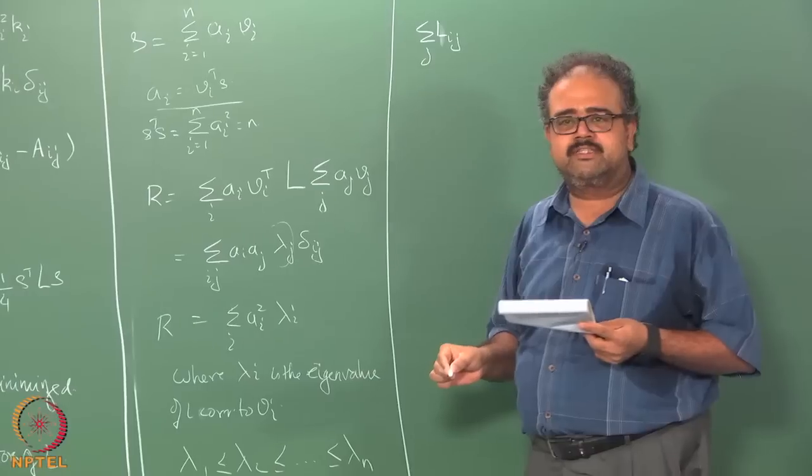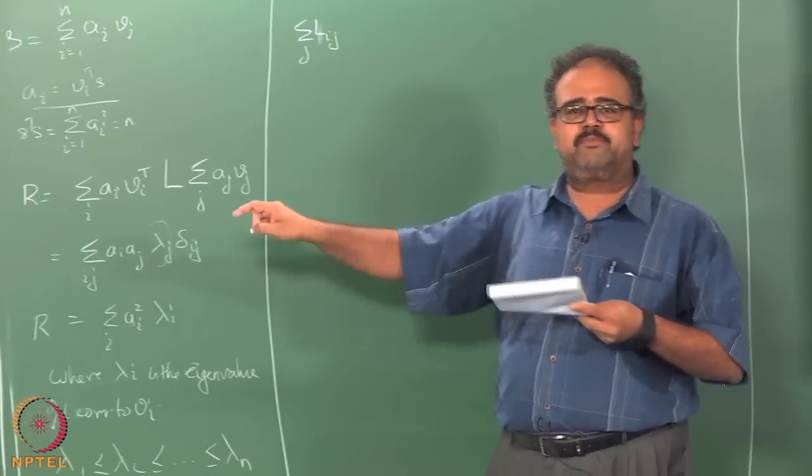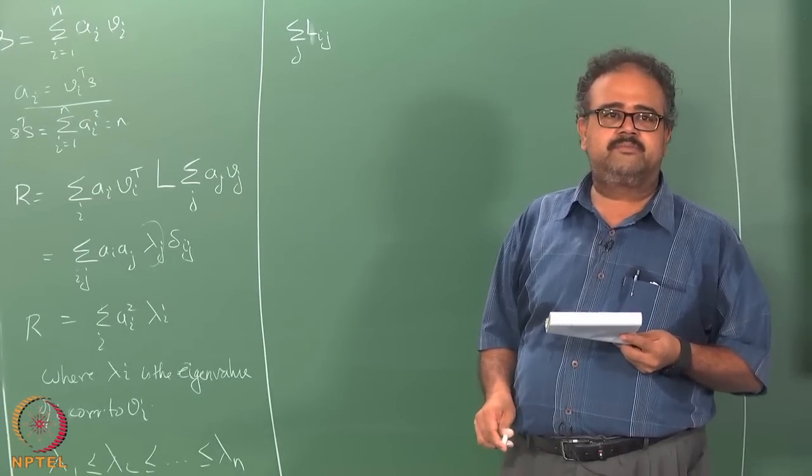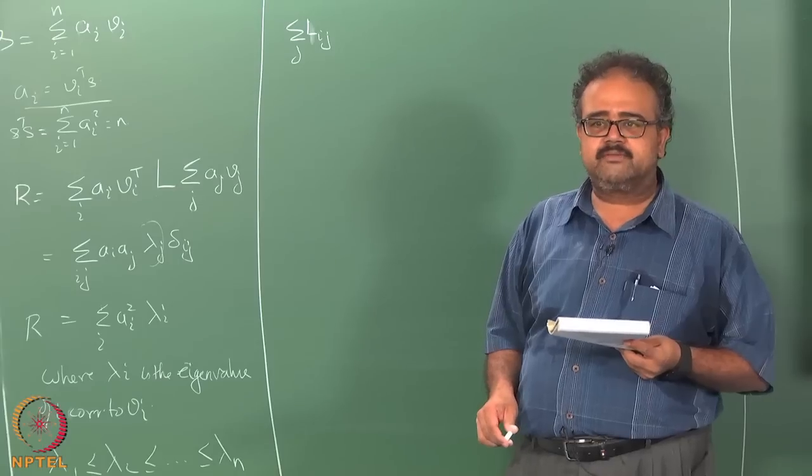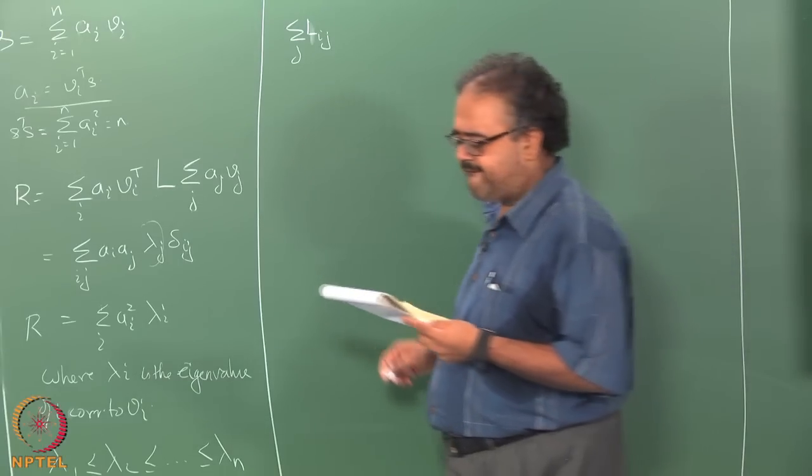If people are wondering what that symbol meant, it was L. So I am just summing up one row of the Laplacian. So what do I get?